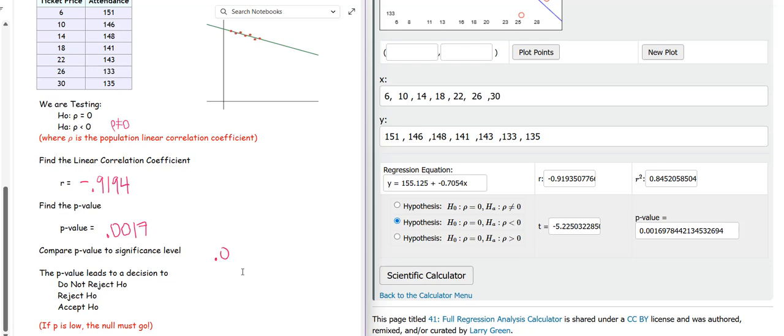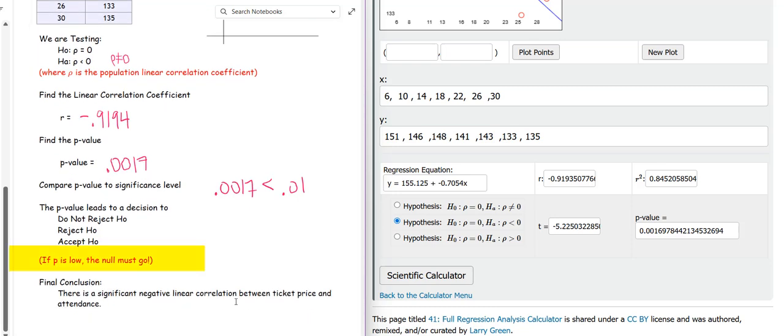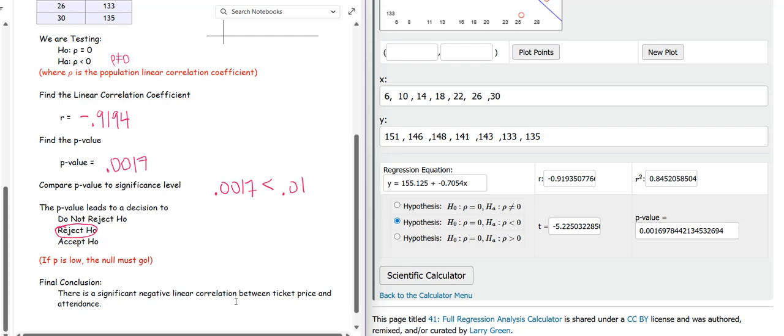So 0.0017, the p-value is less than the level of significance, which was 0.01. When that happens, if p is low, the null must go. So we're going to reject H0, which says there's no correlation between the two variables. And our conclusion is that there is a significant linear correlation between ticket price and attendance.